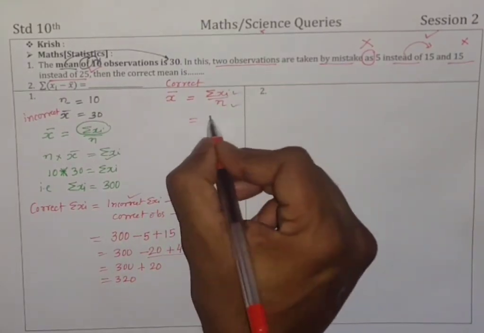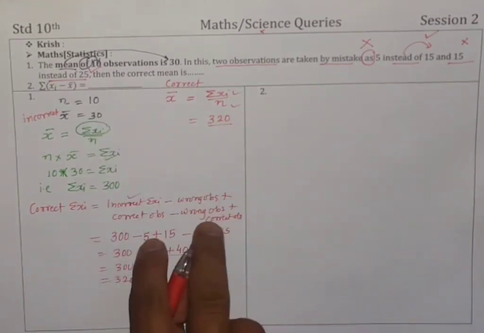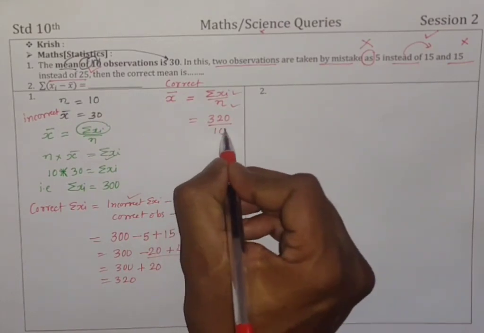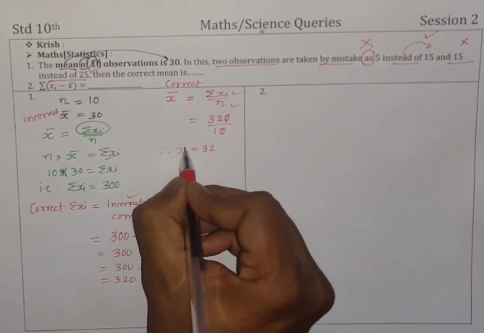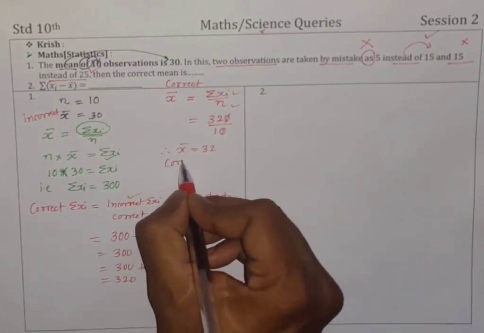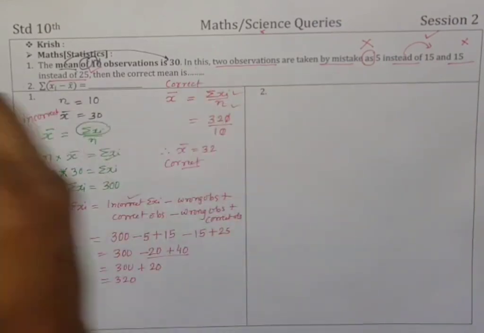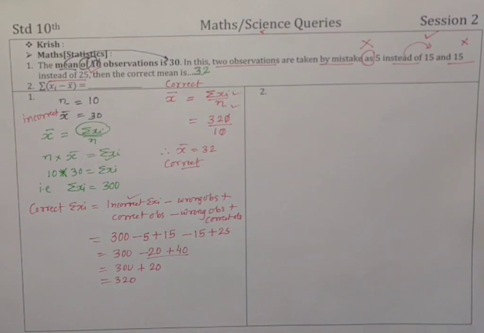What is correct sigma xi? 320. Divide by the number of observations. You removed 2 observations and put in 2 new ones. So the number of observations is retained. 0 and 0 cancel, and that is 32. So what is the new mean? Yes, correct mean is 32. So the correct mean is 32 here. All right. Now next one.